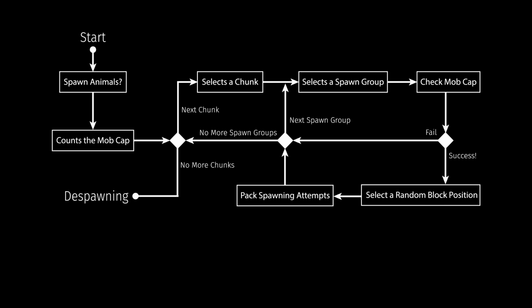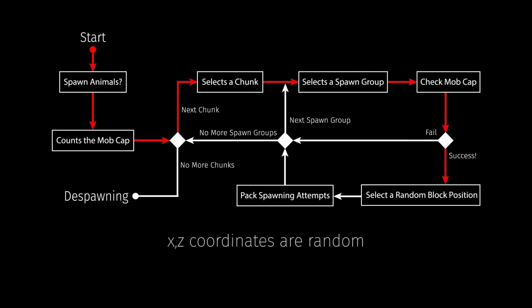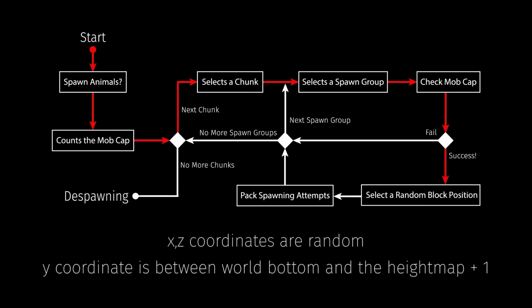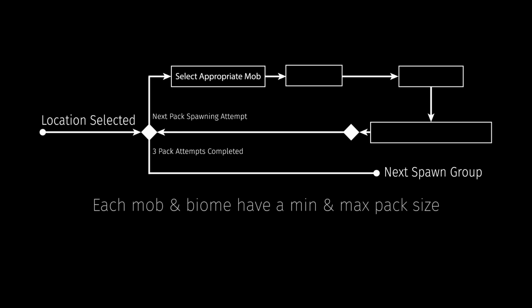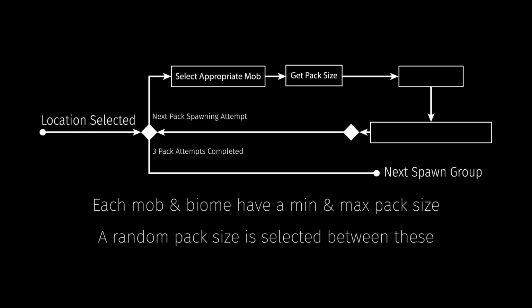So let's go back a little bit. The game runs the algorithm, it passes all checks, and gets to a chunk to attempt a pack spawn. It chooses random X and Z coordinates, then a Y coordinate based on the height map, and we now have our spawn attempt origin. Now from this location, we do our pack spawning attempt. The algorithm does up to 3 pack spawning attempts. For each attempt, the algorithm selects a random mob that is valid for the biome. Each mob and biome has a minimum and maximum pack size, and a random pack size is selected between these two numbers. Most mobs just have a pack size of 4, which will be selected every time.